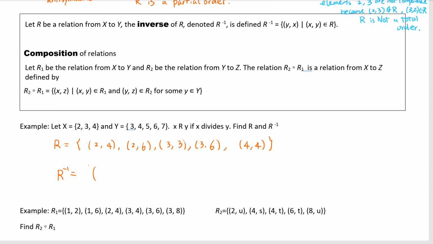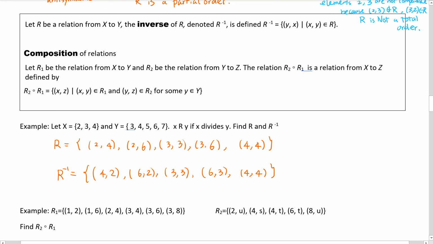Well, it's simply just switch the x and y. So here we get (4, 2). Here we get (6, 2). Here we get (3, 3). Here we get (6, 3). Here we get (4, 4). And that's it. For every ordered pair, we just switch the x and y, and then we get R inverse. So far, so good. That's the inverse relation. Let's continue.